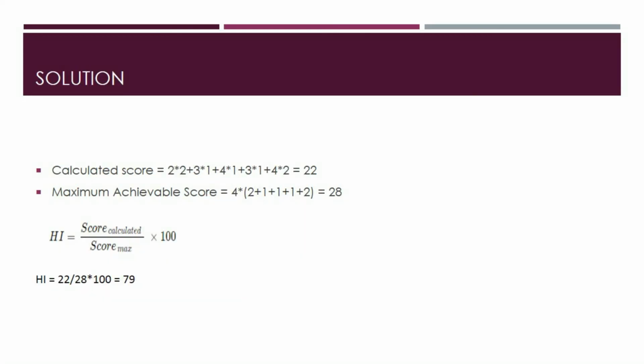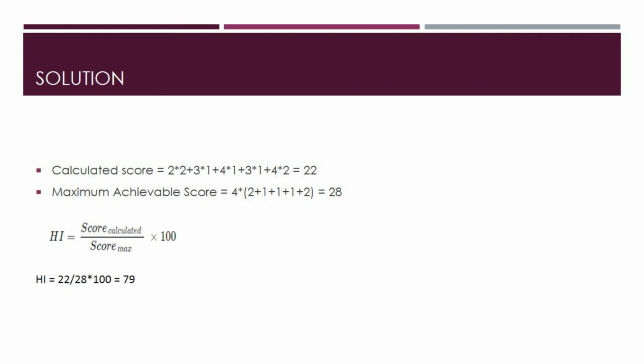So of course, first you need to calculate the calculated score, in which basically you take the rating that you assessed, multiply by the weights of the respective categories and sum it up together. So in this case, it'll be 22. And then you calculate the maximum achievable score, which is the maximum score, which is the value of 4 multiplied by the sum of all weights. And that equals the number 28.